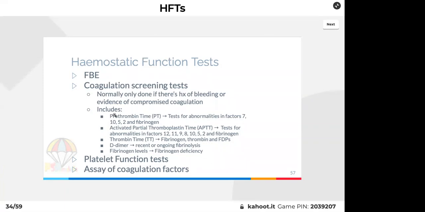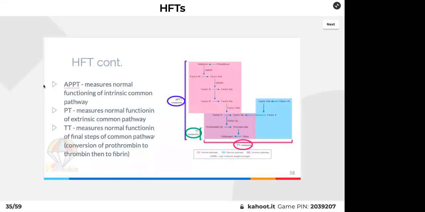So there's PT, APTT, and then TT, and that kind of goes with the coagulation cascade. It tests different parts of it. And then D-dimer is testing any recent ongoing fibrinolysis, and then fibrinogen levels tests for any deficiency. So this just shows you how it tests the different parts of the pathways. So APTT tests the intrinsic pathway, including the common pathway as well. PT is the extrinsic one, and then TT is just the common pathway.